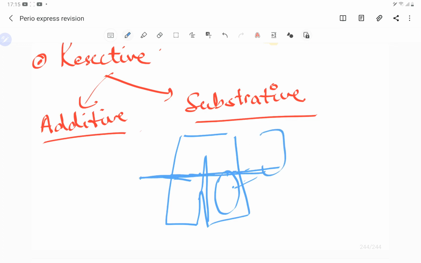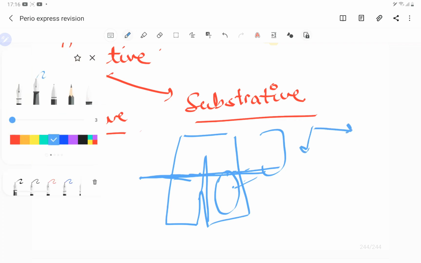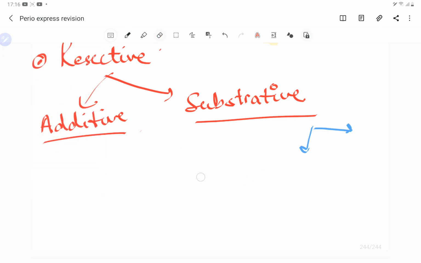So now the subtractive also has two parts. We are going to go with both of the examples again, guys. One is a definitive, and another one, guys, is a compromise.